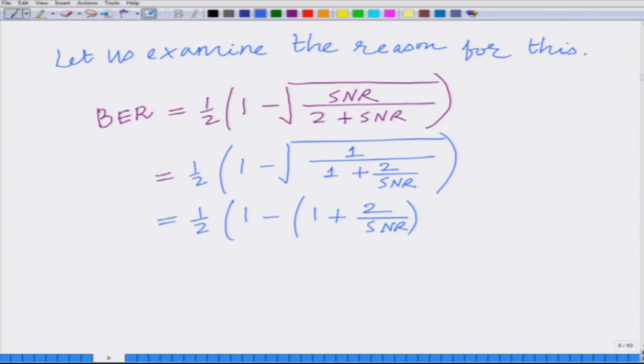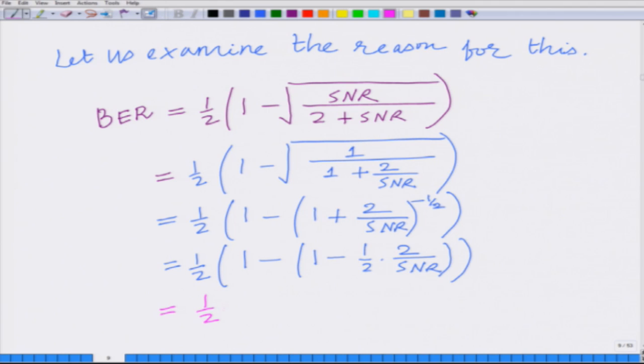Now, I am going to use an approximation at high SNR. At high SNR, if SNR is large, then 1 over SNR is a small quantity. Therefore, I can write this as half 1 minus 1 minus half times 2 over SNR, which is equal to half times 1 minus 1 cancels, which leaves half times 2 over SNR, which is basically equal to 1 over 2 SNR. So, the bit rate decrease is proportional to 1 over SNR. So, in the wireless communication system, the bit rate is decreasing at 1 over SNR.